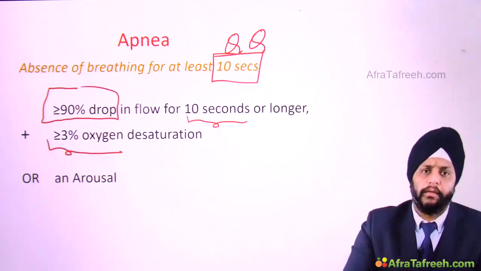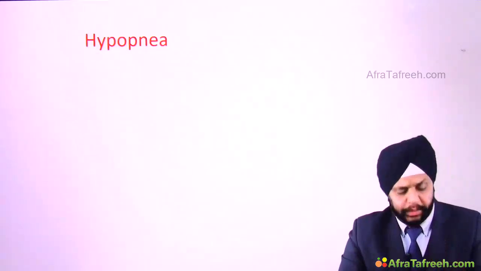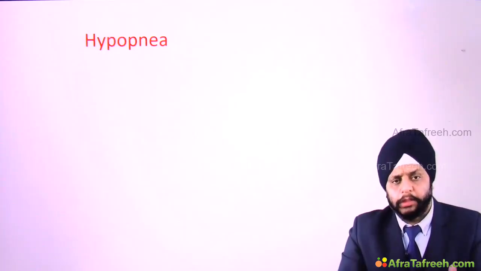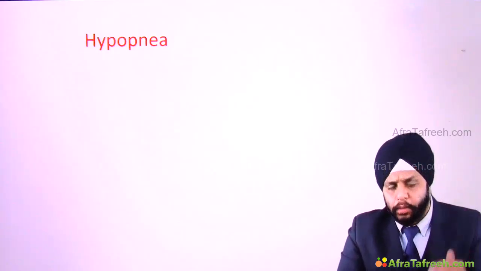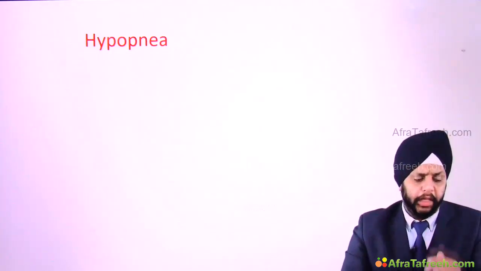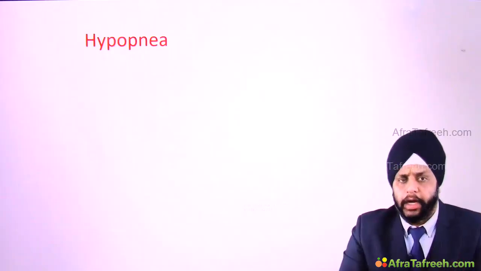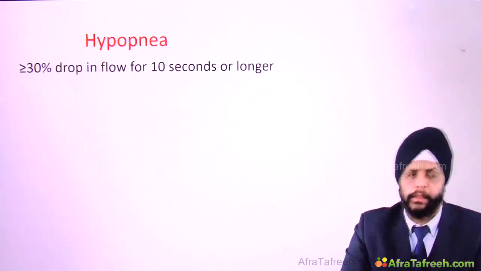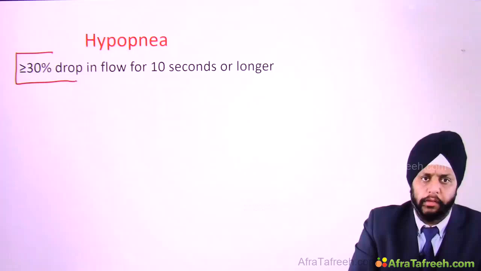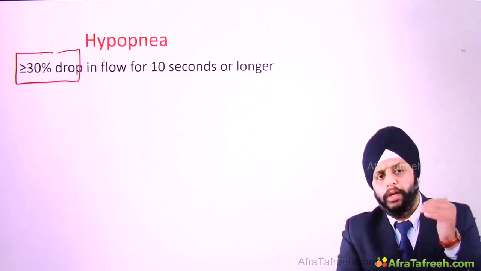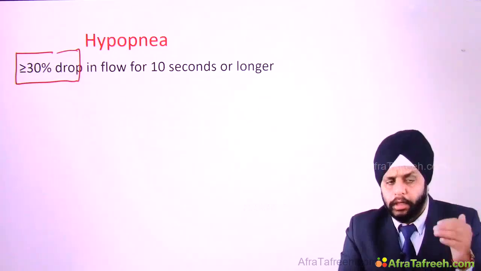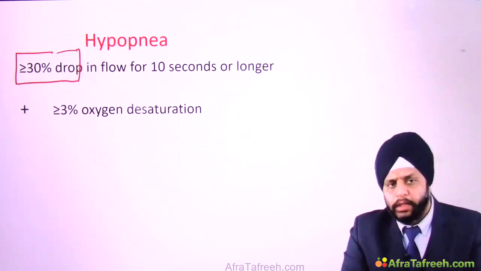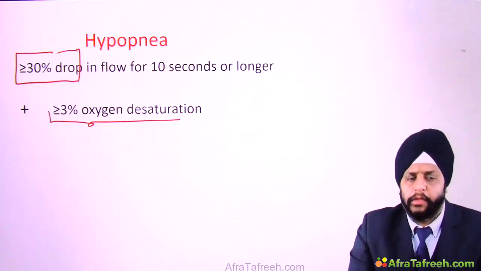Now there is a similar term which is known as hypopnea. So nowadays we even consider that hypopnea is as important as apnea because the patient's oxygen level is going down, he is desaturating. Now how do we define hypopnea? So hypopnea is defined as more than or equal to 30% drop in the flow for 10 seconds or longer. So remember, apnea was more than or equal to 90% drop, hypopnea is 30% drop. Okay, or we can say that there is more than 3% oxygen desaturation.